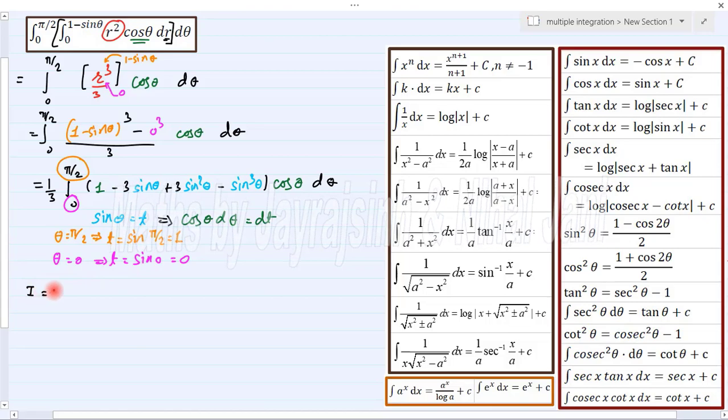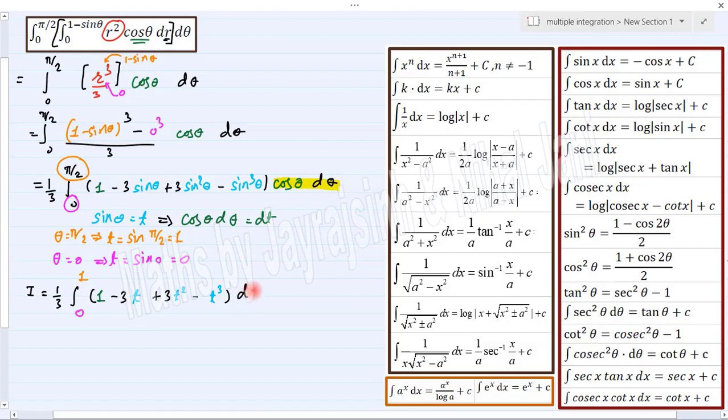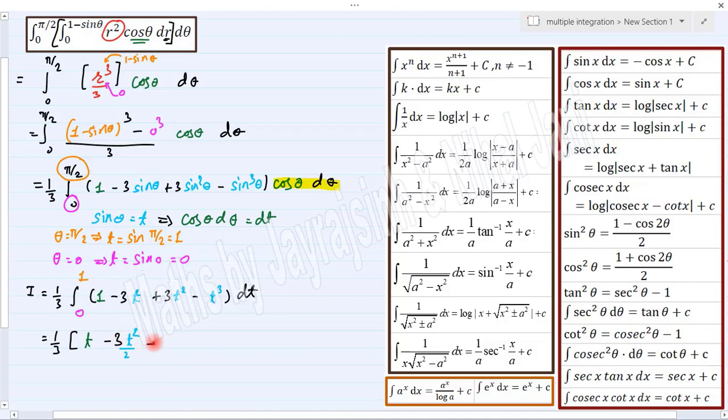So we are ready to modify our integration. Integration will become 0 to 1. Your function will be 1 minus 3. Instead of sin theta we have to place t. So it will be 3t square minus t cube, and this cos theta d theta will become your dt. Now we are ready for integration. Integration of 1 will be t minus 3 t square by 2 plus 3 t cube by 3 minus t raised to 4 by 4. Limit is from 0 to 1.